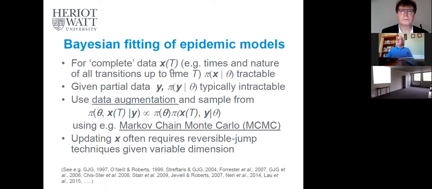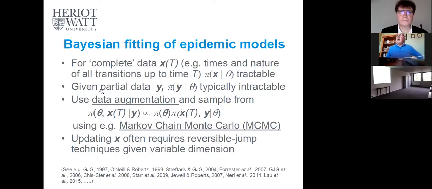However, if you lived in an ideal world where you observed absolutely everything that happened, so I'm going to let x of t for an epidemic be the times and nature of all the transitions, so all the infections and movements between compartments that have occurred up to time t, usually you're able to write down what that likelihood function would be. So we can think of that as being the complete data likelihood.